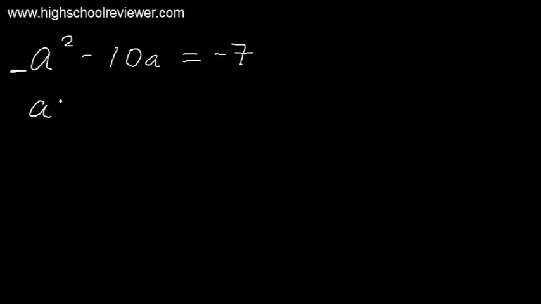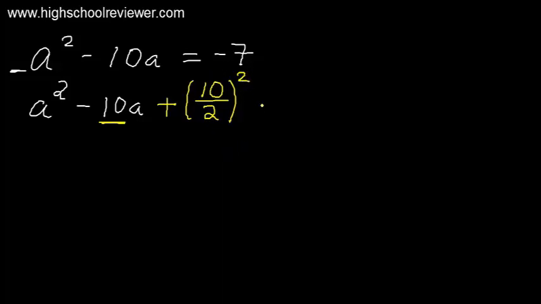So we will have here a squared minus 10a. Now, we will add a third term to make this a perfect square. The term will be a fraction. The numerator will be the numerical coefficient of the second term, disregarding the sign. So this will be positive 10, and the denominator will be a constant number 2. This term will be raised to the power of 2.